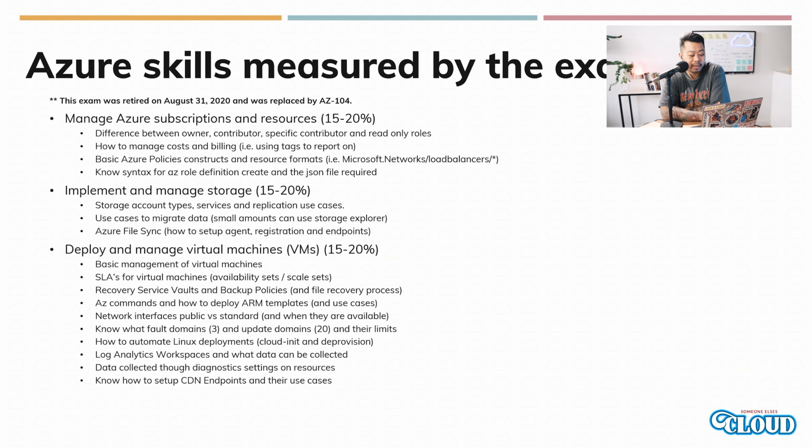Know what fault domains and update domains are, and also their limits. I think I actually had a question around that. So I've got 3 and 20 there. Fault domains are how you separate your virtual machines across racks to protect you from hardware and power failure, whereas an update domain is like a grouping for how Microsoft manages maintenance on VMs. So just be aware of those. Know how to automate Linux deployments, using Cloud-Init and deprovisioning to generalize a VM. You might get questions around that.